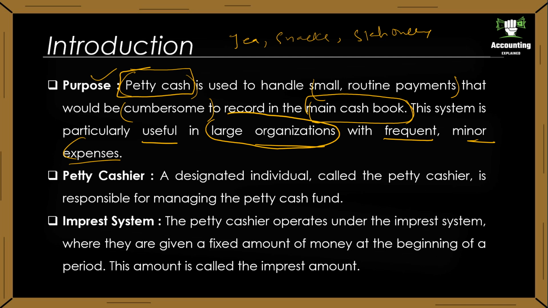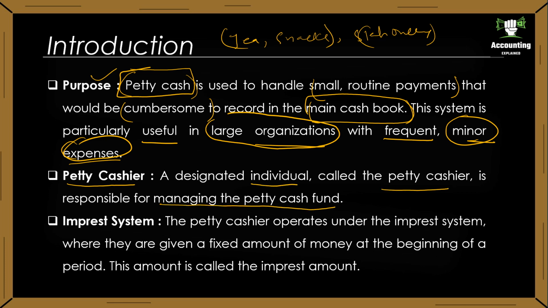See, for example, tea, snacks, stationery items, everything are needed on a day-to-day basis, and when you compare a big business to these small expenses, it will be very negligible. That's why they maintain petty cash book. Next, petty cashier. A designated individual called the petty cashier is responsible for managing the petty cash fund. We know the cashier is responsible for maintaining the cash book.